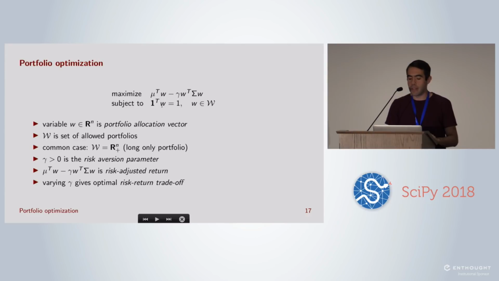And then we have some other constraints: the allocation sums to 1, right, because it's a fraction. And then we might have some other constraints on our allocation. A common one is that it has to be positive, so you can only have a positive number of a stock. This is called a long-only portfolio. Shorting is when you have a negative amount of a stock. And then we have this gamma, which is a parameter here that trades off risk and return.